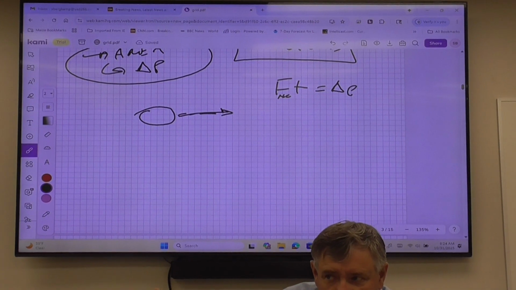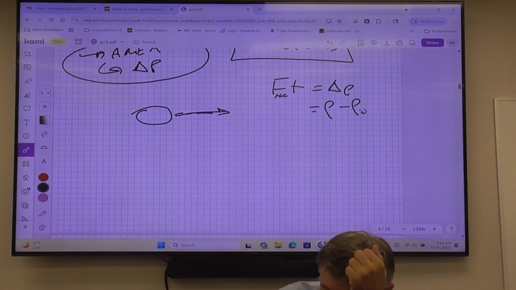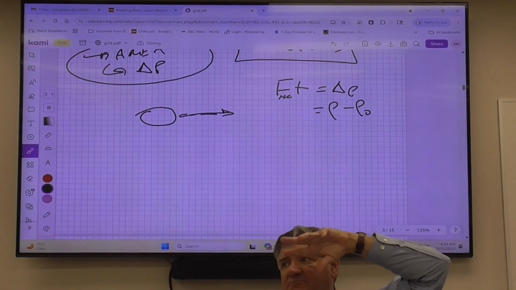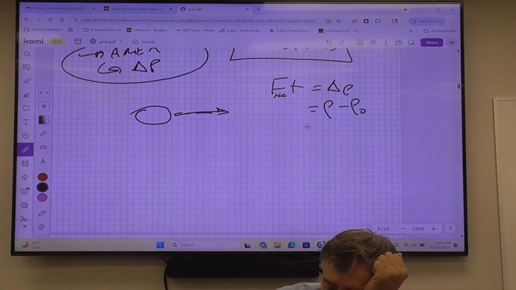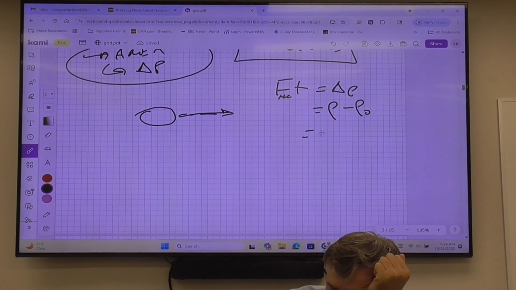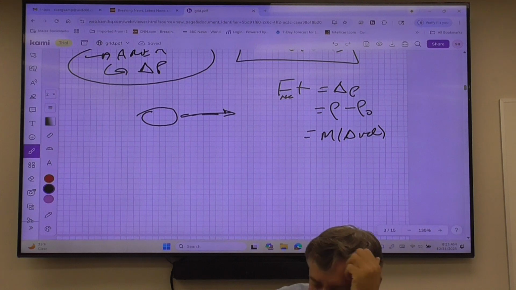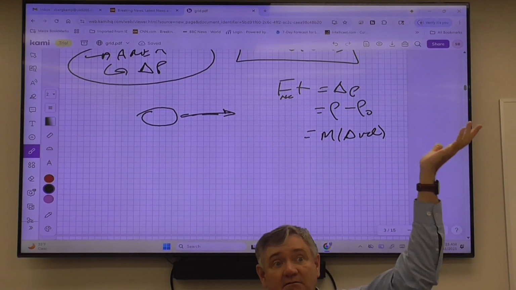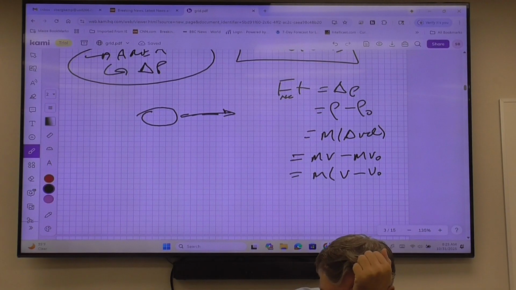Final minus initial. So I can write that as P minus P naught. Final momentum minus initial momentum, right? Not position, momentum. Now, I can also write that as mass times change in velocity. Same idea. And I can also write that as mass times v minus mass times v naught. I can write that as mass times v minus v naught.